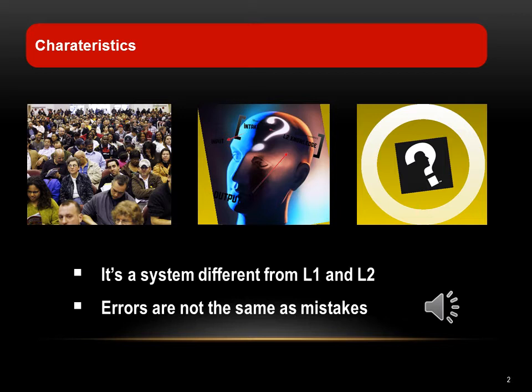Another point we have to take into account is that errors are not the same as mistakes. Corder distinguishes systematic errors from non-systematic ones. And this process is very important because it distinguishes errors from mistakes. The errors indicate that the individual is using an internal language system. A mistake is something that happens once in a while or might happen to anyone, even if he is a native speaker.